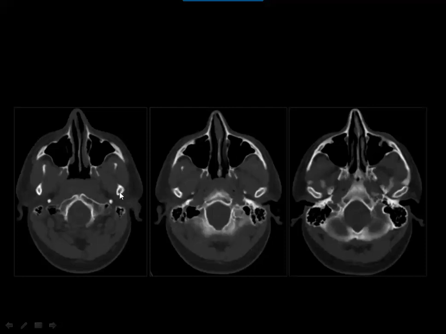Then you see the ramus of the mandible is now dividing into the mandibular head or the mandibular condyle and the coronoid process. Then this is the mandibular condyle, which will articulate with the temporal bone into the temporomandibular joint. Then this is the zygomatic bone, and here is the zygomatic arch. These are the nasal bones, and this is the bony nasal septum.